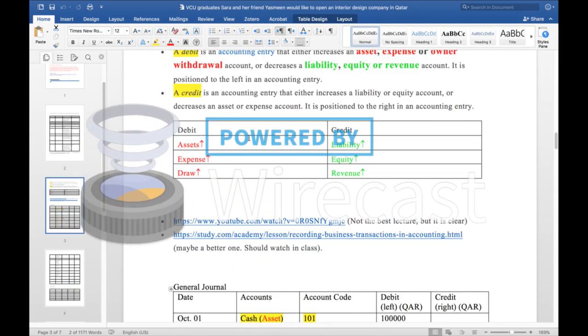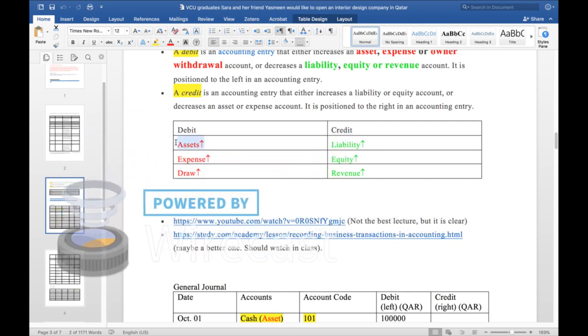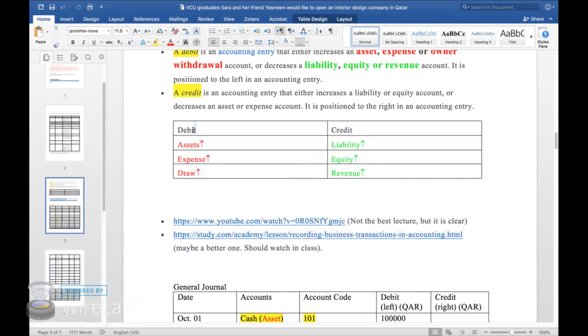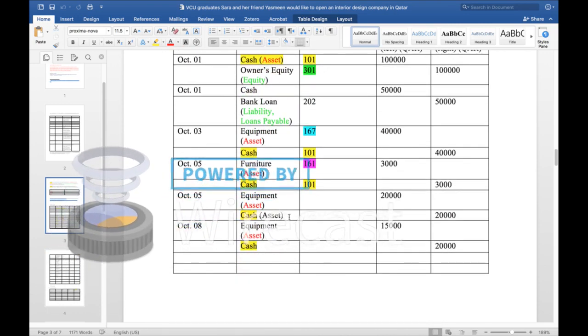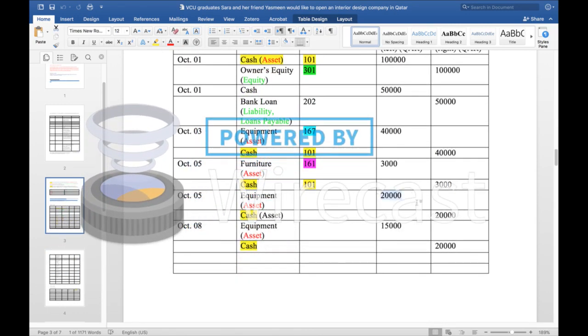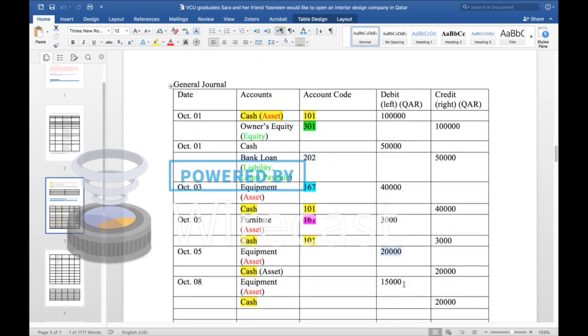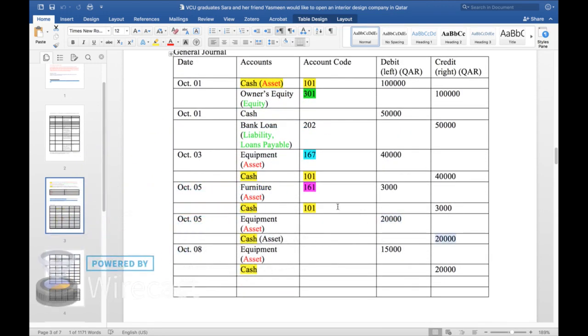So if we come back to this skill ruler, when assets increase, it's in the debit, okay? And when assets decrease, it's going to be in the credit, which is not shown here, but you should understand debit and credit. For liabilities, if a liability increases, it's going to be in the credit, and if a liability decreases, it's going to be in the debit. Because both equipment and cash are assets, when they increase it's in the debit, and when they decrease it's in the credit.